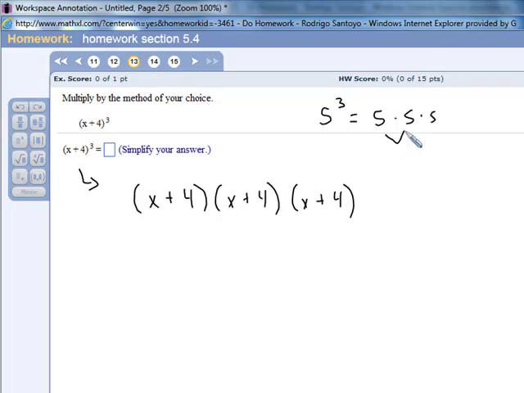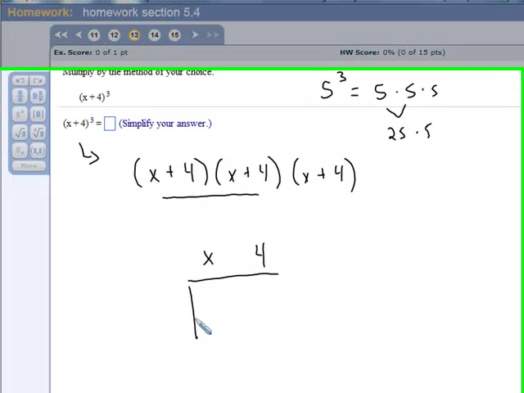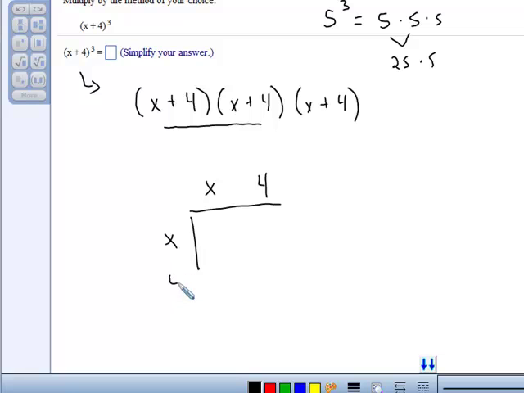And just like here, we would do these two first. We're going to do the same thing. We're going to multiply these two first. So look at those two. Once again, we could do the box method. Positive x, positive 4. Positive x, positive 4.